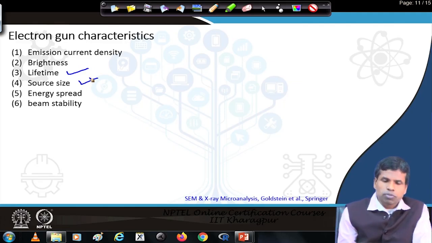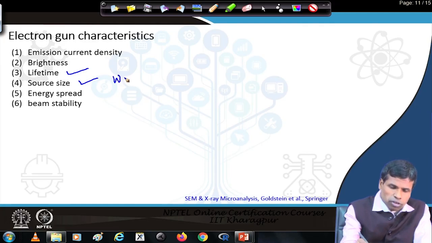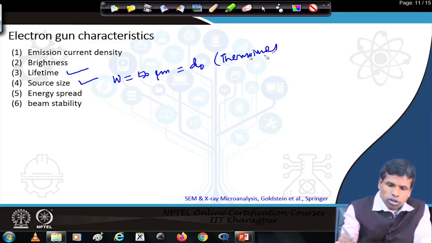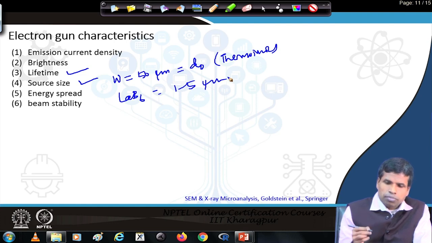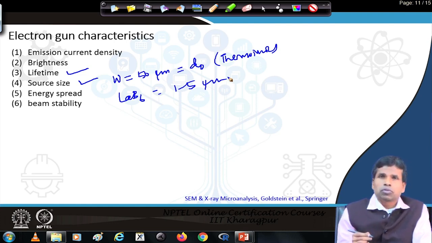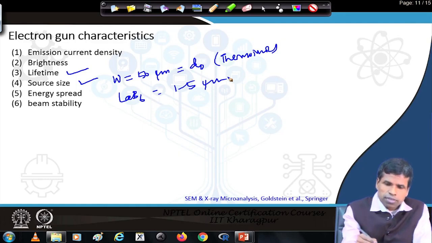Then source size. If the source size is smaller, then the crossover or the electron beam spot size will be smaller. For tungsten, for example, a tungsten thermionic gun, it is around 50 micrometer, D0. For lanthanum hexaboride, it is around 1 to 5 micrometer. And for field emission gun, it is around 1 to 5 nanometer. This is the source size. So if the source size is smaller, then we can have a much finer electron beam spot.